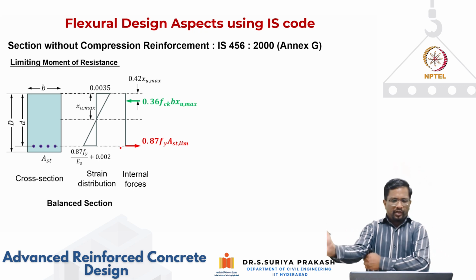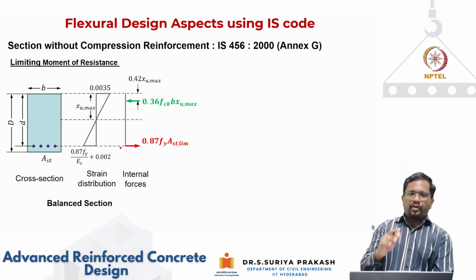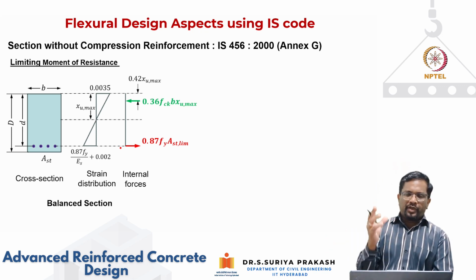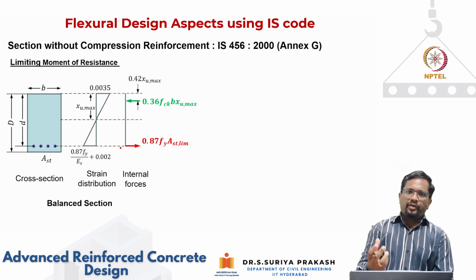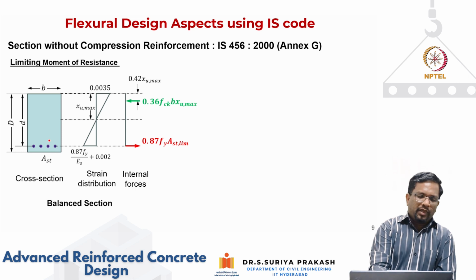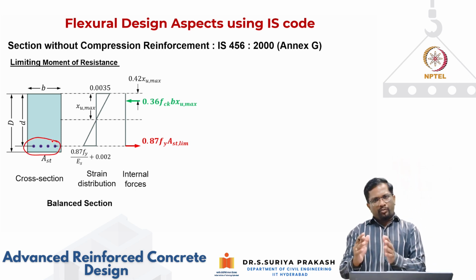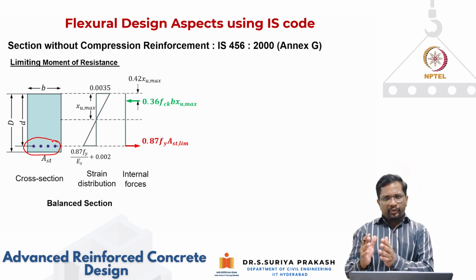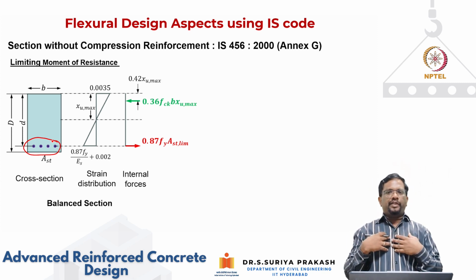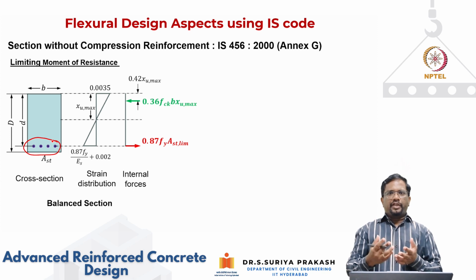Now my idea is to calculate for a particular section, for a particular grade of concrete, for a particular Fy, the grade of steel that is given, what is the limiting moment of resistance. Or in other words, how much maximum Ast I can put in such a way that I satisfy the strain conditions that are specified by IS 456.